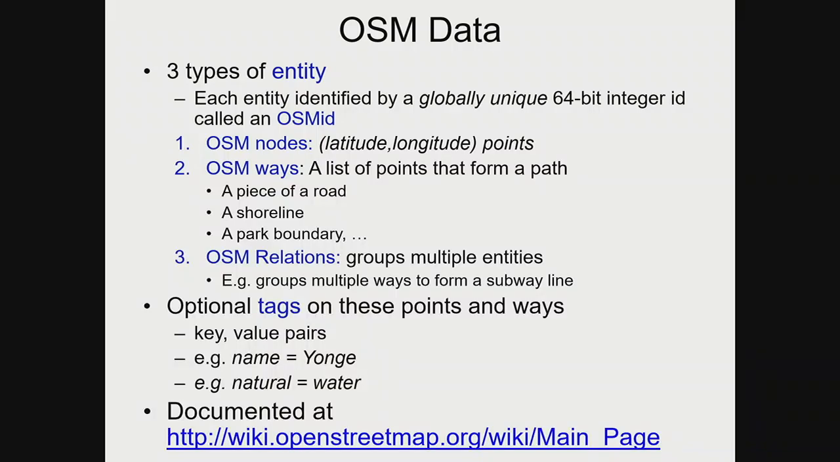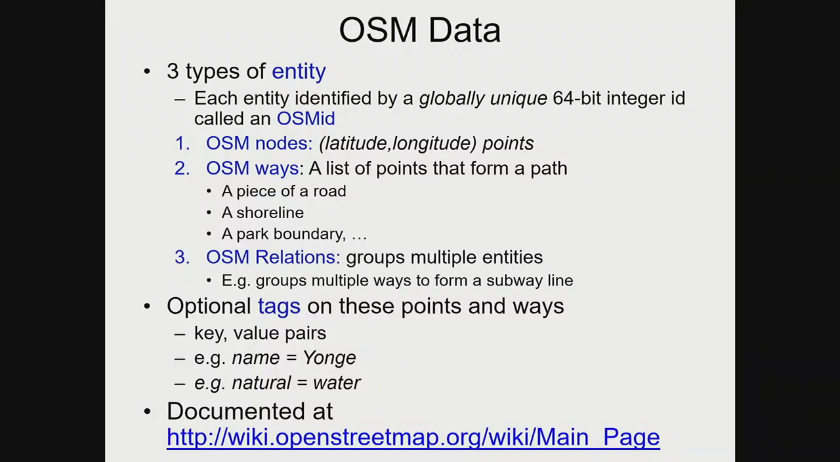Okay, as I mentioned earlier, there are optional tags or attributes associated with these entities, and these are represented as key value pairs. For example, an OSM way can have a name, and the value of that name will be Young Street, for example. Or a certain feature will have a natural attribute, and the value for that natural attribute will be water, for example. Okay.